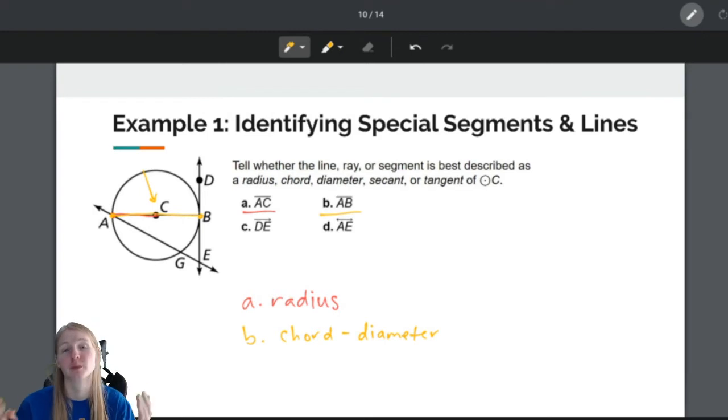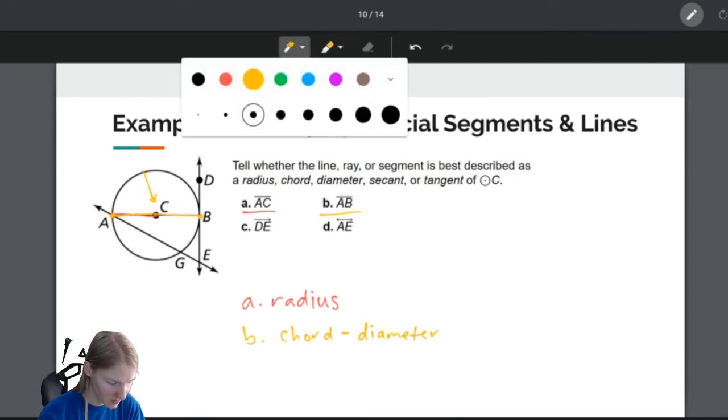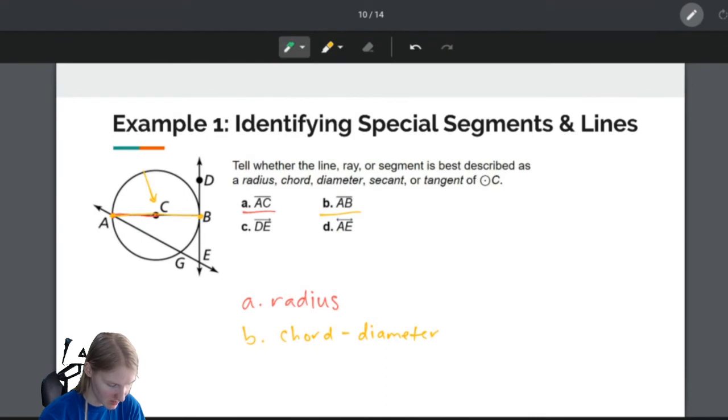So it is a chord, but we can get even more specific and say that it is a diameter. Wonderful. Next, DE, the ray. DE, so that's talking about this right here.